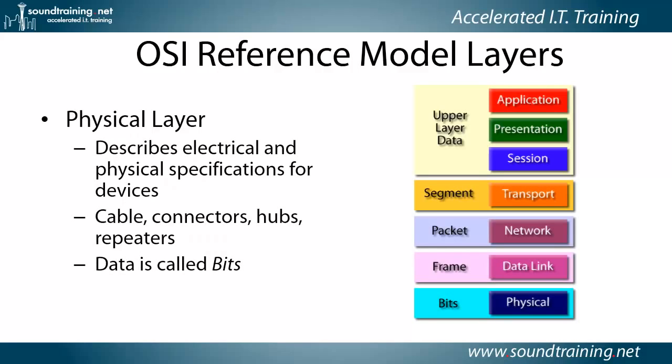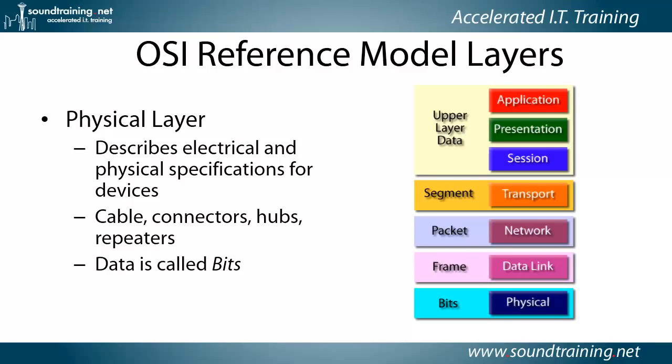Finally, the physical layer. This is where we describe electrical and physical specifications for our devices. Our devices that operate here are cabling, connectors, hubs, and repeaters. Actually, we'll just say the data at layer 1 is simply called bits. Something to think about: when you're troubleshooting, you always start at layer 1.